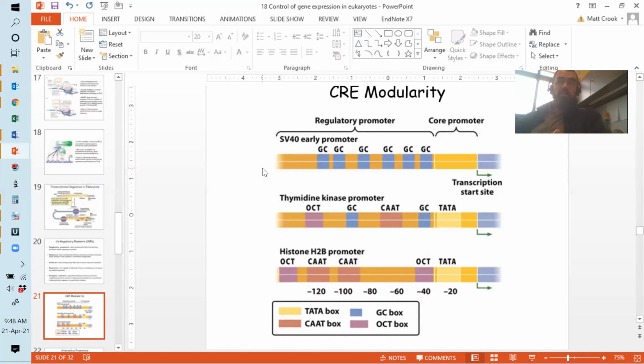Now, maybe that's not such a good idea because high levels of protein production might cause problems, right? Aggregates and things like that. And so you'd use something different. And so each individual gene that we have has a different combination of elements in its regulatory promoter.